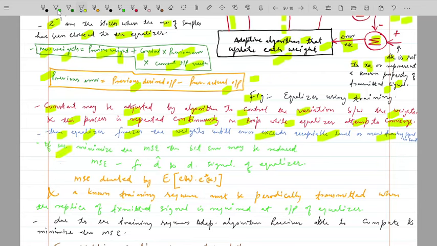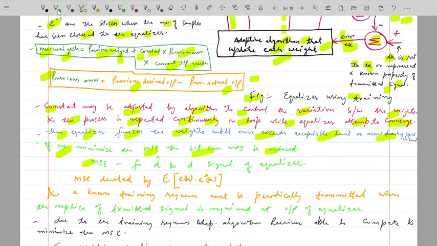If we minimize the mean square error, which behaves like a cost function, then the bit error rate may be reduced. The equalizer helps to minimize ISI, inter-symbol interference, which causes the bit error rate. I discussed all this in the previous video. So we want to minimize the mean square error in this equalizer, and due to that the bit error rate will automatically be reduced.